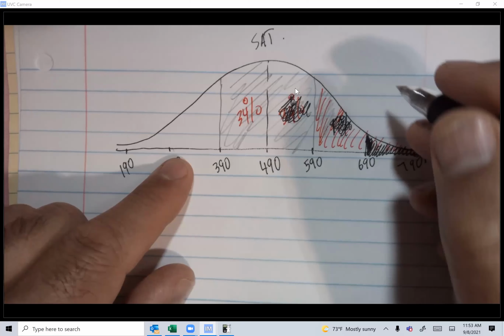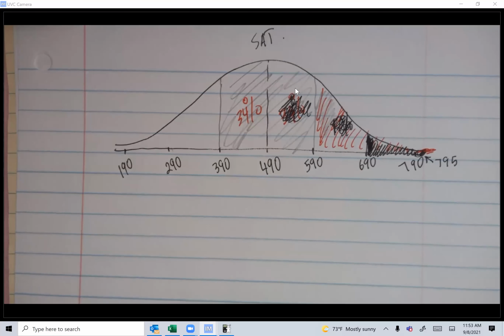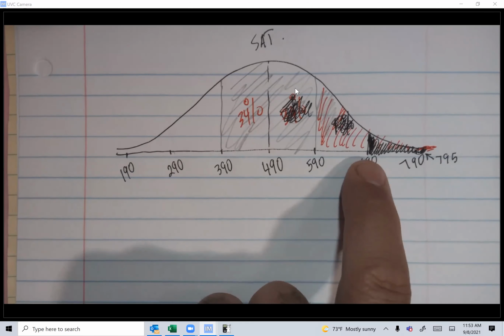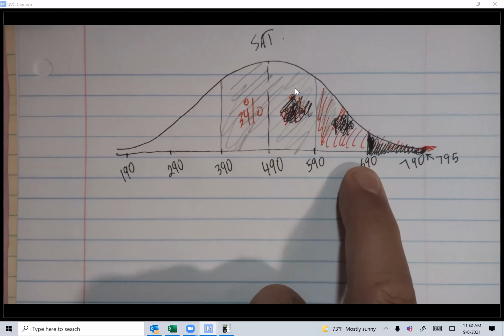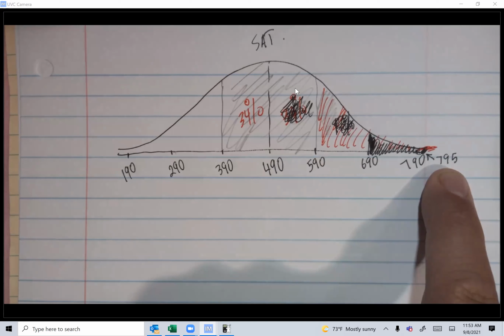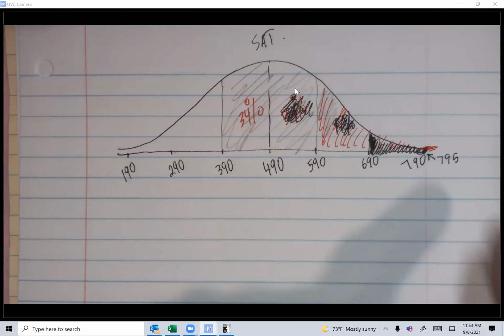And any students who give me the correct answer right now will receive an extra point on the chapter 2 assignment. So just 16. Well, 16 is from 590 all the way to the end. I want it from 690 all the way to the end.